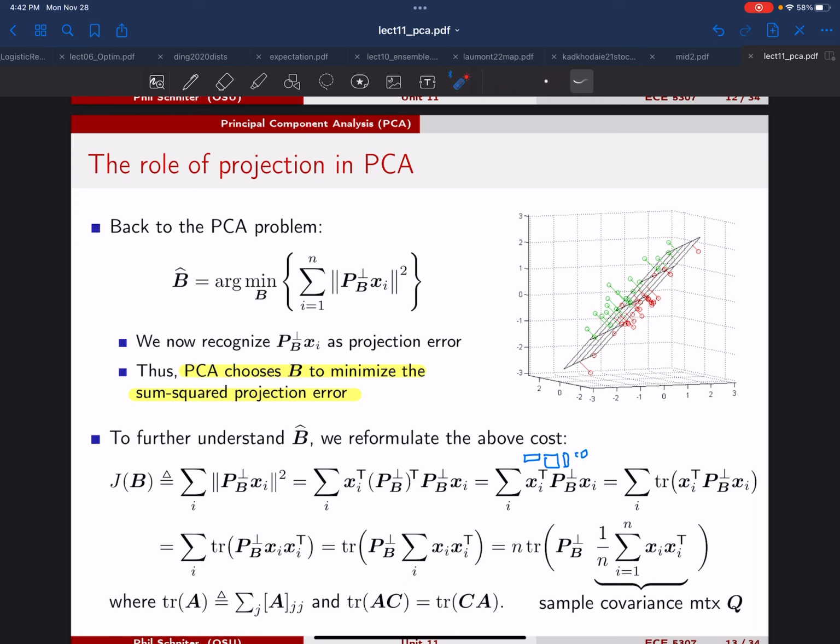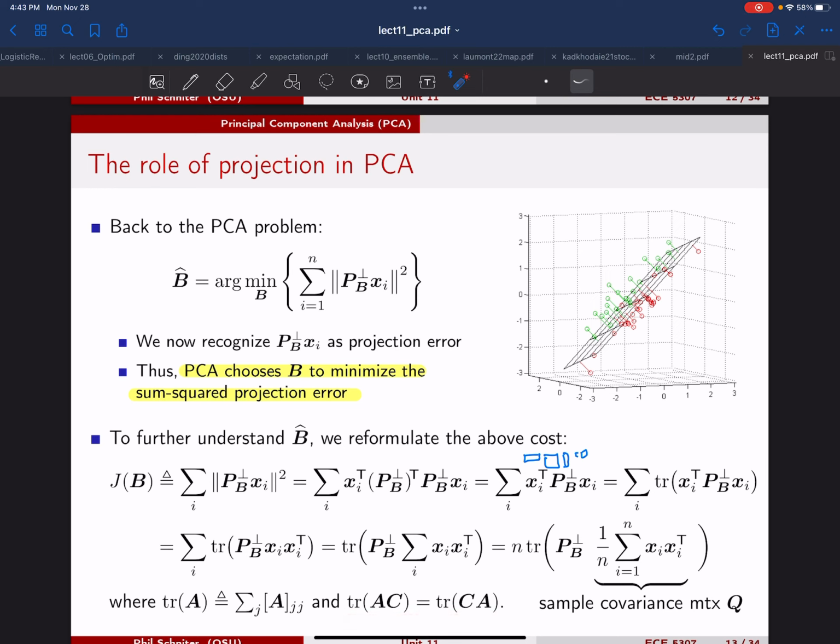So I can always apply the trace to a scalar. The trace is the sum of the diagonal elements of a matrix, and if it's a scalar, the trace of the scalar is the same as the scalar itself. So we're just applying the trace to the scalar. But the reason trace is often used in derivations is that it allows you to use this trick down here, which says the trace of a product of matrices is the same as the trace where you reverse the order of the matrices in the product.